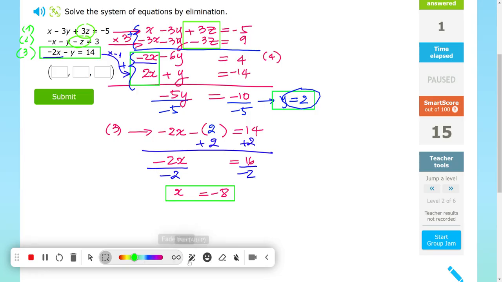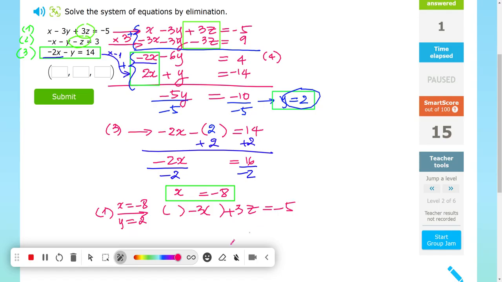Alright? So let's do equation number 1 then. Number 1. Here we go. Equation number 1. Substitute in x equal negative 8 and then y equal 2. Okay? Equation number 1, I call x subtract 3y plus 3z equal negative 5. Okay? So x is negative 8, y equal number 2. So I come out here, negative 8 subtract 6 plus 3z equal negative 5.